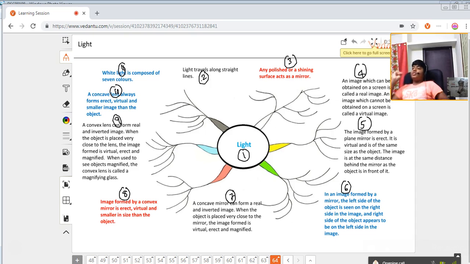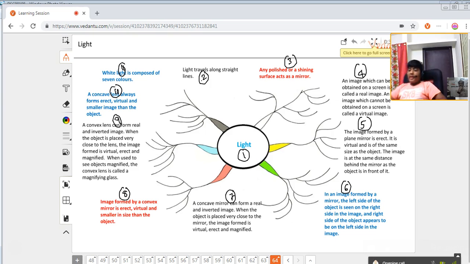Now, I move on to an important topic called concave mirror. So, what is a concave mirror? A concave mirror can form a real and inverted image. That means that the image can be obtained on a screen and is upside down. When the object is placed very close to the mirror, the image is virtual, erect, and magnified. So what they're saying is, when the object is placed very close to the mirror, the image formed cannot be obtained on a screen, is straight, and magnified.